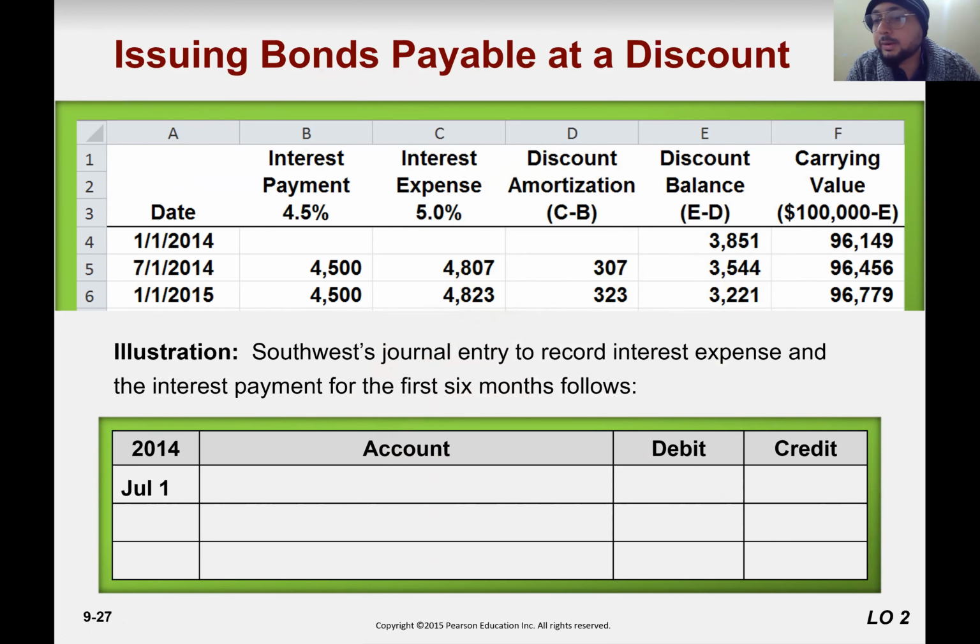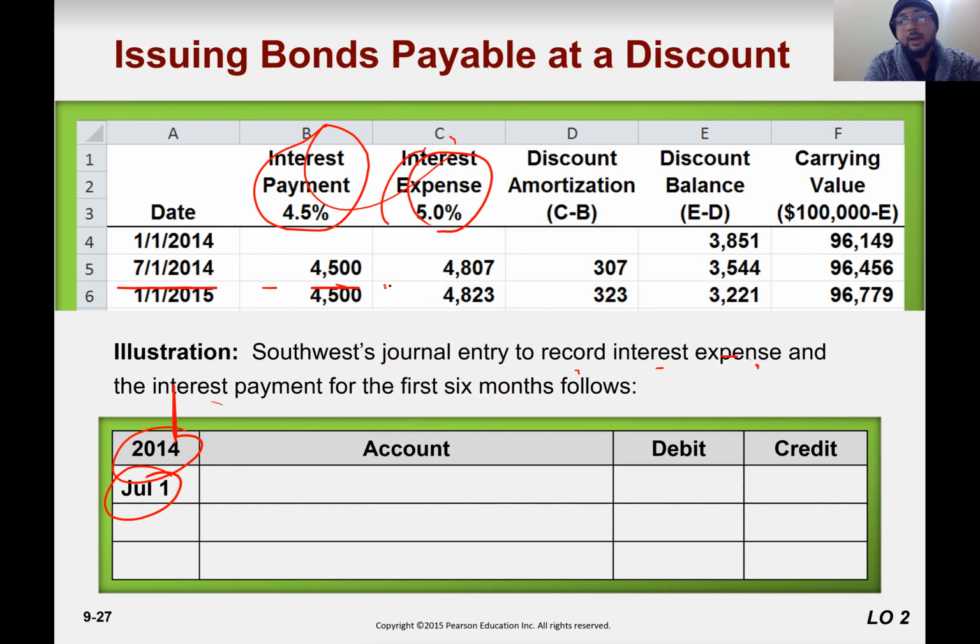But before discussing the premium, let's talk about the entries for this interest expense and interest payments, because we are dealing with two interest rates. So what are the entries here? The journal entry to record interest expense and interest payment for July 1st, 2014 is going to be this payment, 4,500, 4,807, 307, sorry, right?